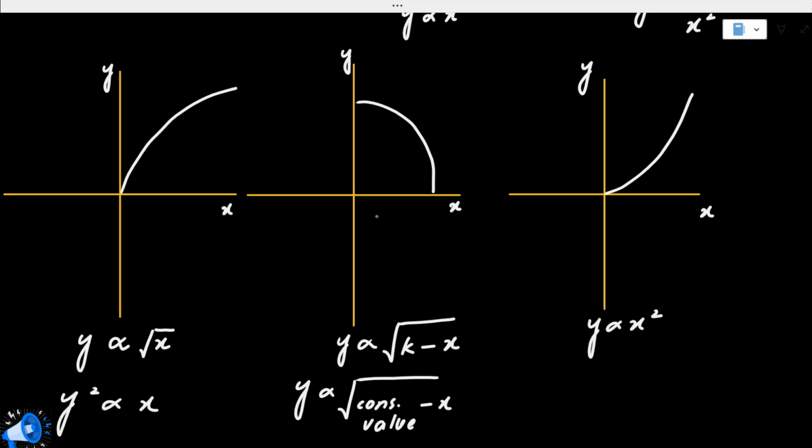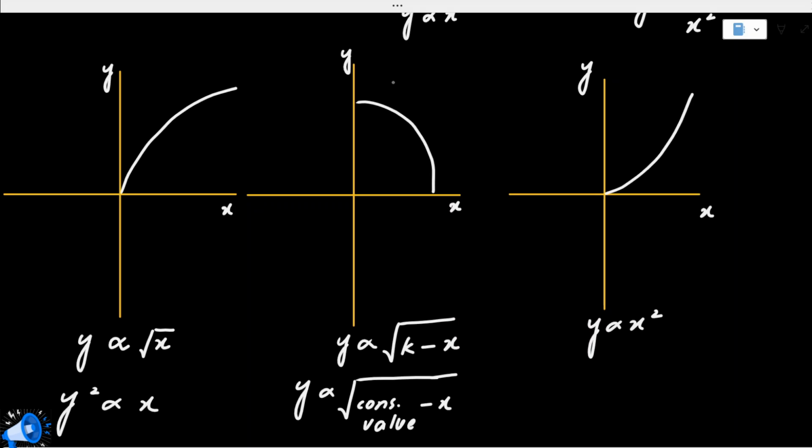Fifth one, probably the most important one, which is y is directly proportional to square root of a constant value k minus x. So the value of k could be anything. In one of the questions, the value of k is 10. In one of the questions, the value of k is 100. So k could be a constant number, any constant number. So if the graph is y is directly proportional to square root of a constant value minus x, the shape of the graph would be something like this.